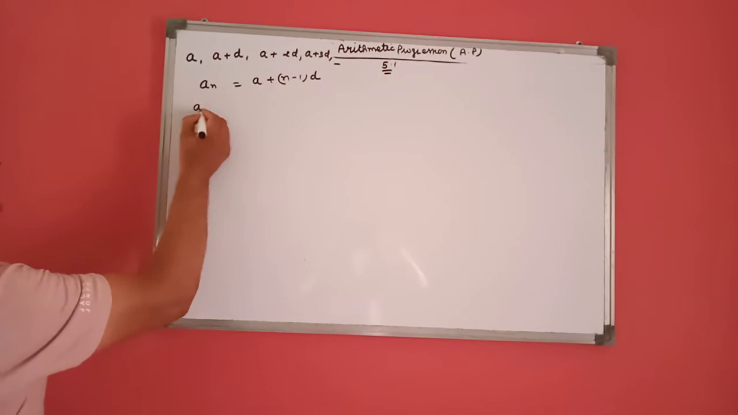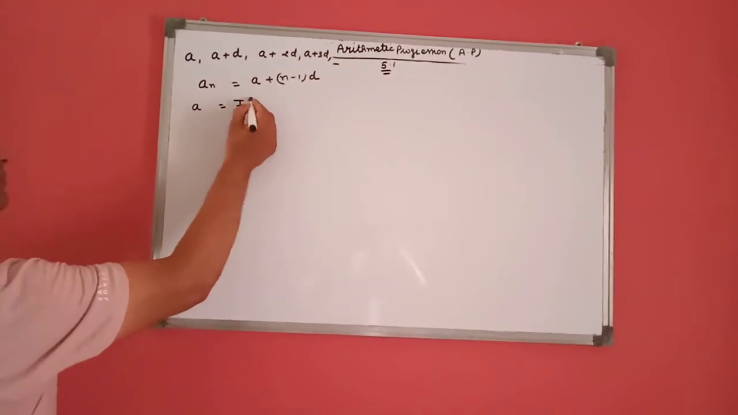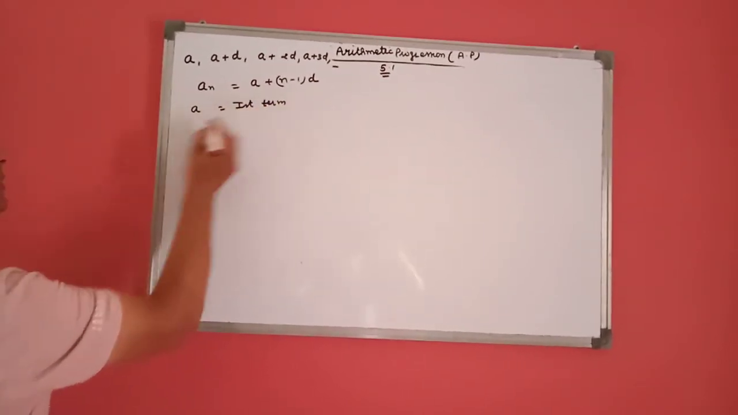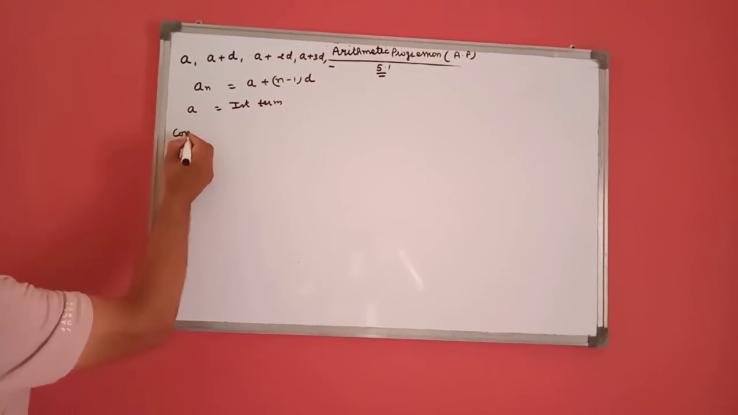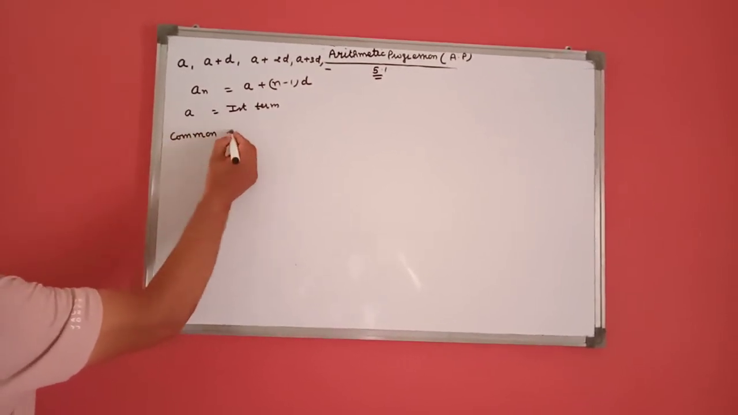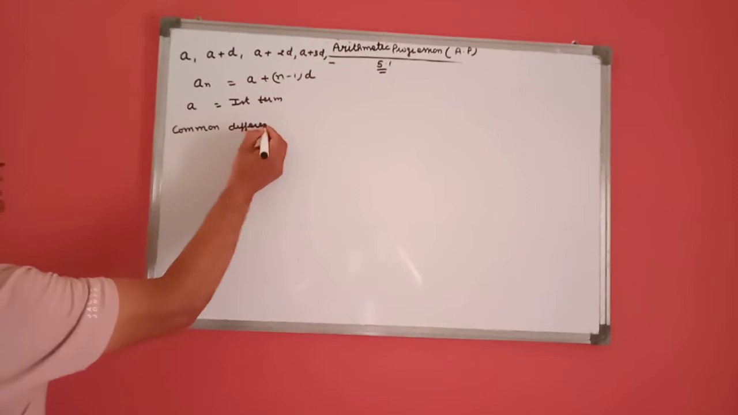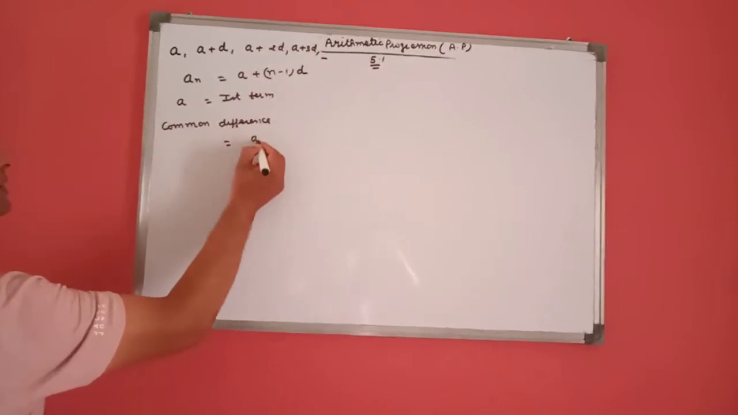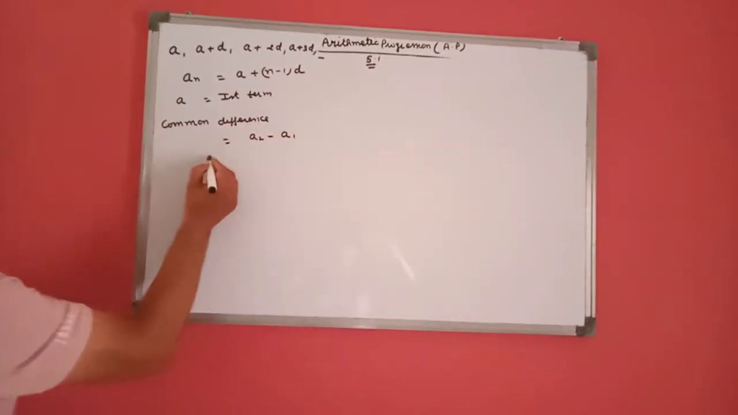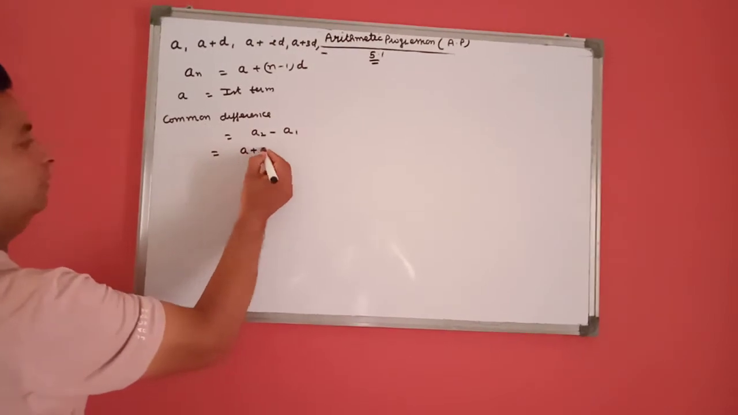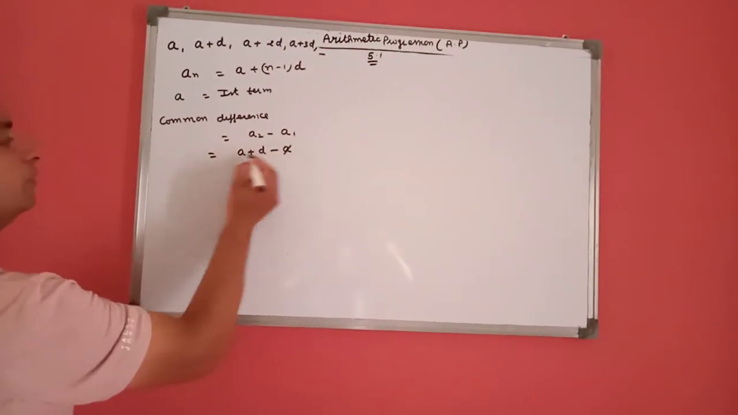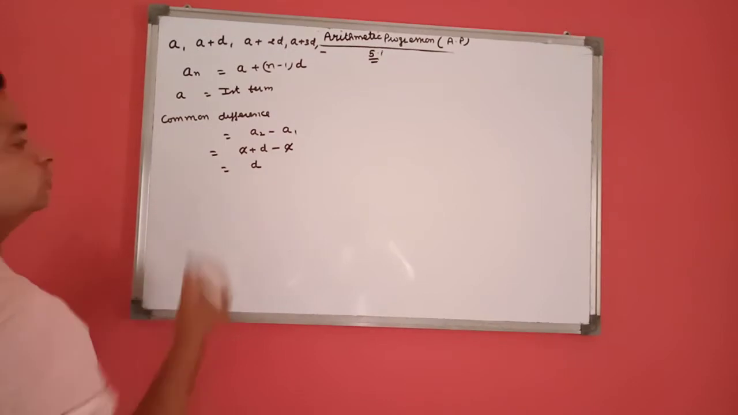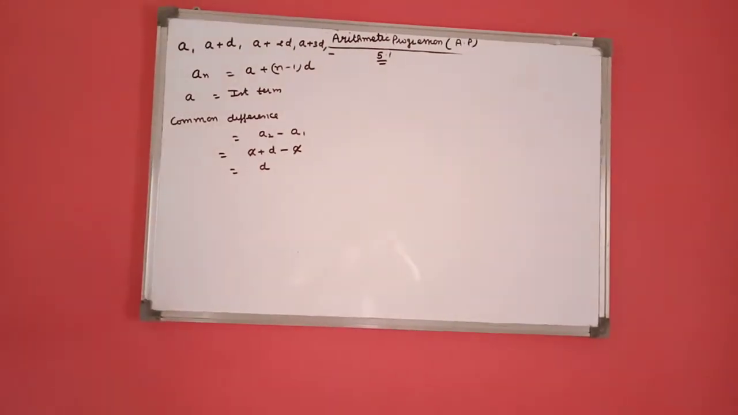In this, a is called the first term, and we find the common difference, which is denoted by d. Common difference is a2 minus a1. We subtract the first term from the second term. So d is the common difference.